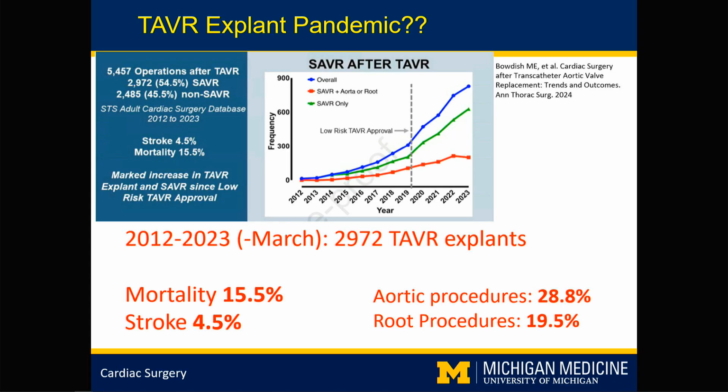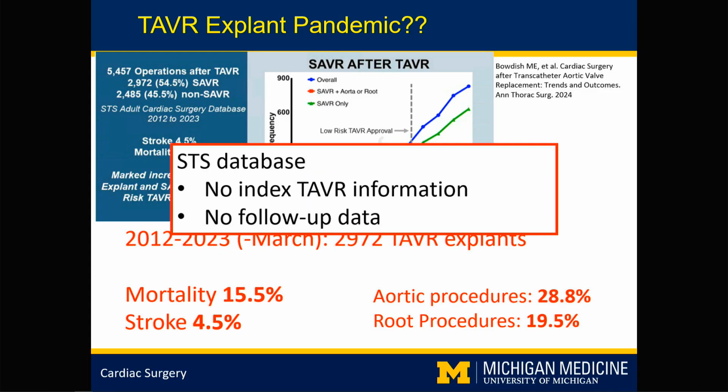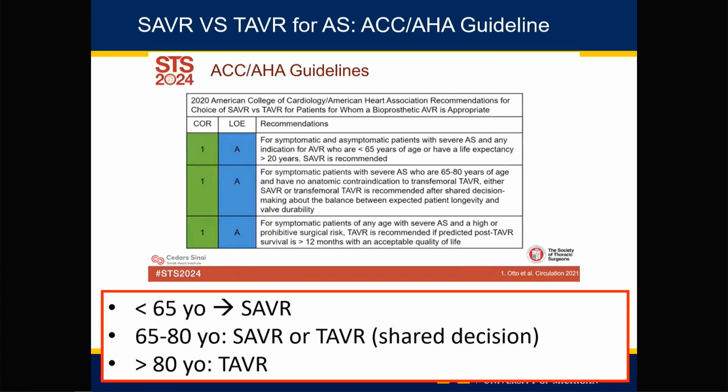So what happened in the past 3 years in terms of TAVR explant related research? Probably many of you have seen this paper. In the TAVR explant pandemic, more than 3,000 TAVR explants were done in the US and North America. Mortality was 15%, which is probably higher than type A dissection repair mortality. For some reason, aortic procedures are performed in almost 30% of patients. But the STS database has limitations, including no index TAVR information and no follow-up data.